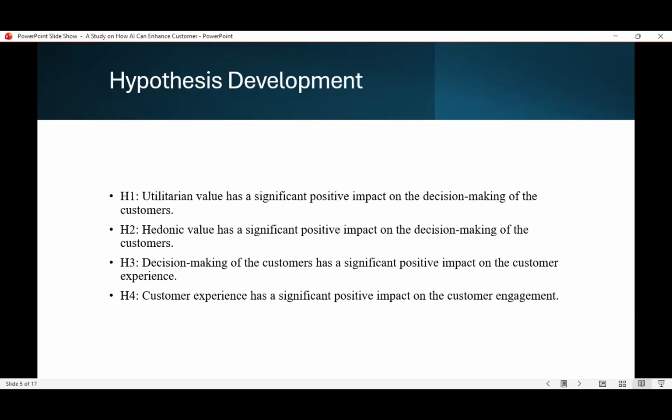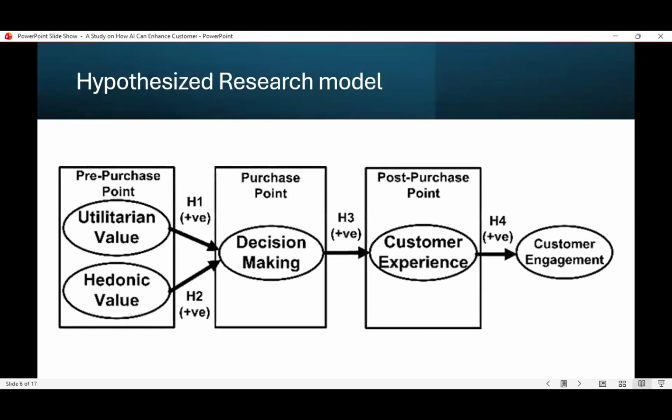These are our hypotheses. We have developed 4 hypotheses through this extensive literature review. This is the research model wherein we have shown 3 points. First is the pre-purchase point, wherein utilitarian and hedonic value is involved. The second one is the purchase point, which is decision making. And the last one is the post-purchase point, which shows the customer experience. So we would like to find out whether our pre-purchase expectation met with the post-purchase experience or not. If they have met, the customer would be likely to engage in future as well.